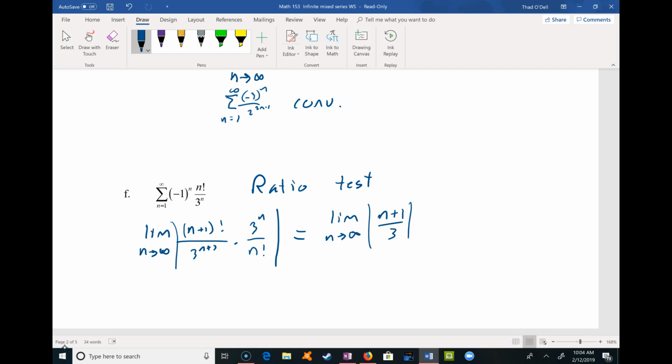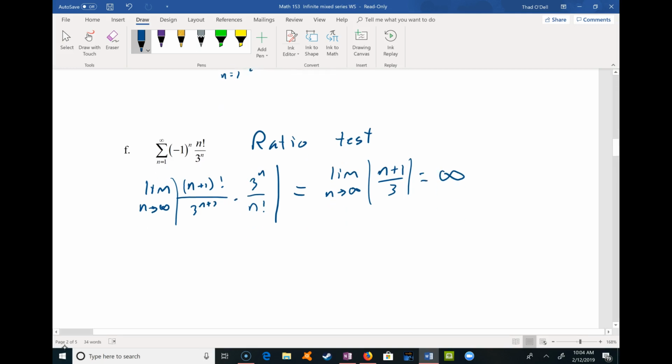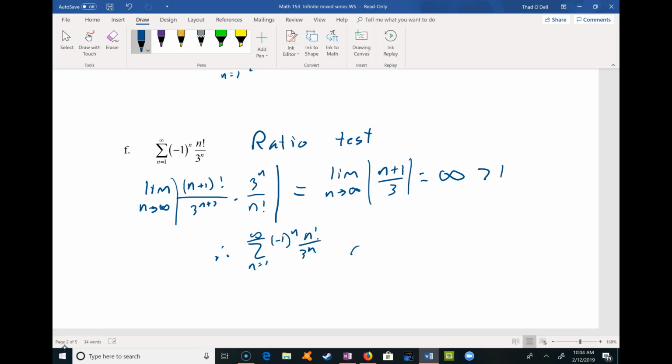So then the limit as n approaches infinity, as n gets bigger and bigger and bigger, of course the top's going to get bigger and bigger, so this is headed towards infinity. So is that equal to 1? No. Good deal. It is greater than 1, which means, so this is greater than 1, therefore our series diverges. Okay.